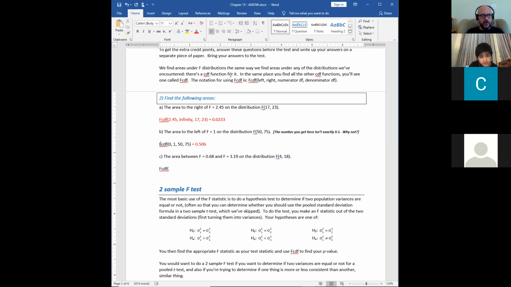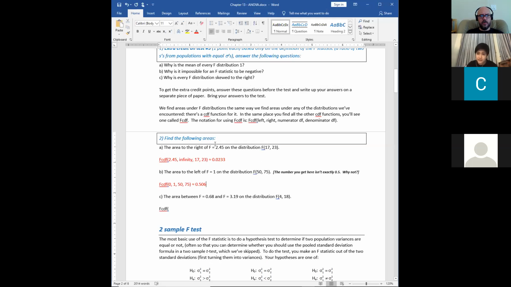So I have a quick question for you guys, which is the one in the brackets. I said the mean was 1, and it is. So why isn't that number 0.5? Right, it's not exactly 0.5. Any ideas why? No idea.